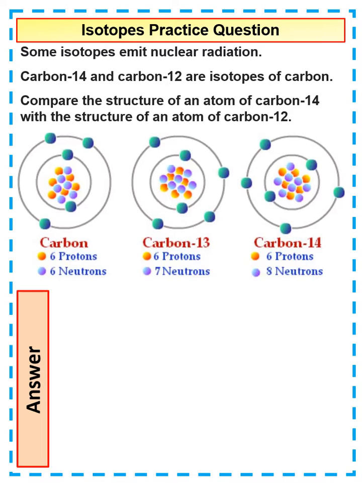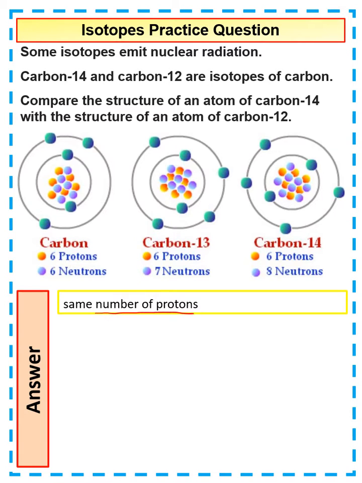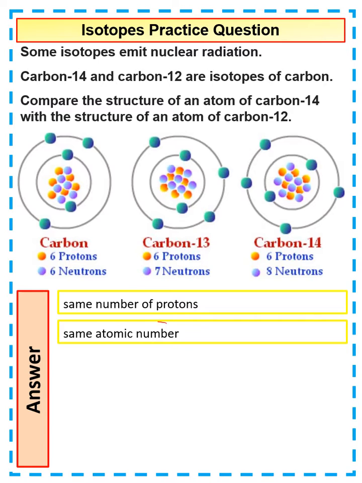Compare the structure of carbon-14 with that of an atom of carbon-12. There are a number of different things that we can talk about. The first thing is that because they're both carbon, they're going to have the same number of protons. That's key, because if they had a different number of protons, they wouldn't both be carbon. So they've got the same atomic number, because that's basically just the number of protons.